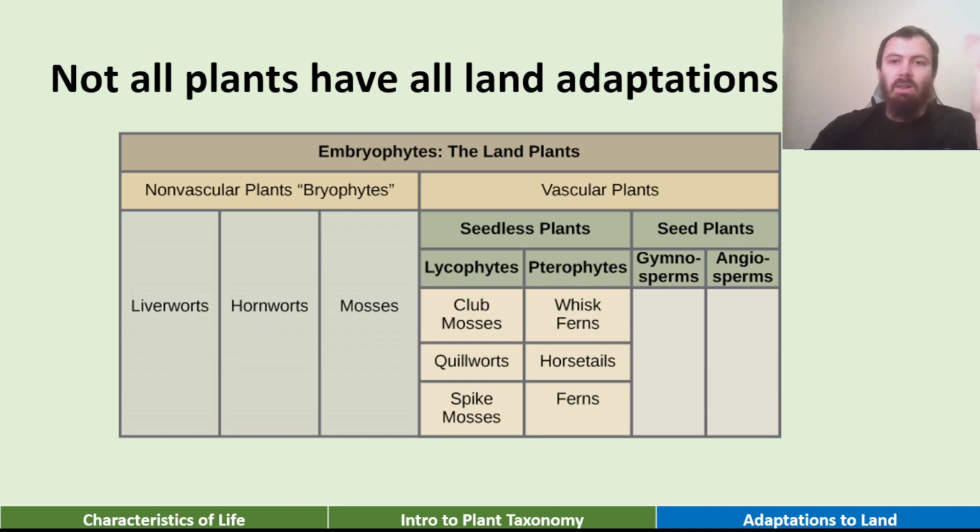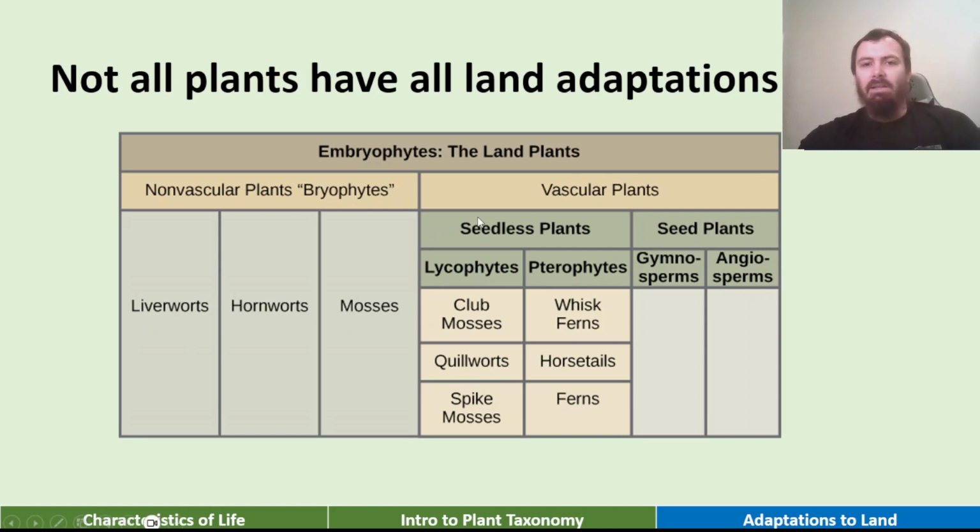Now, we went through a lot of adaptations right there. Not all plants have all those adaptations. Non-vascular plants don't have vascular tissue. That's part of the name, bryophytes. Liverworts, hornworts, mosses, they don't have those vascular tissues. They also sometimes, depending on which plant you're talking about, don't have a cuticle. They're living in really moist environments. They're not usually too worried about desiccation. And if it does dry up, they die.